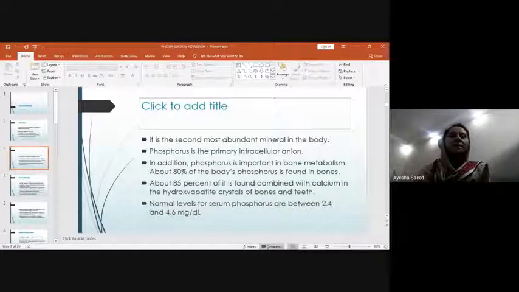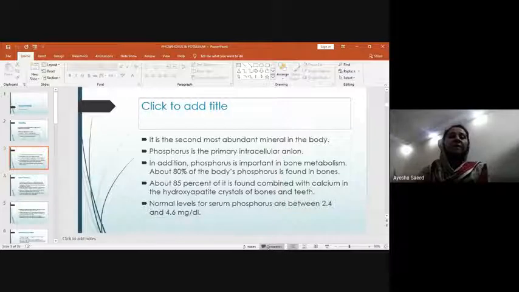Phosphorus is the second most abundant mineral in the body after calcium, as calcium and phosphorus are both part of our bone structure. Phosphorus is the primary intracellular anion. Intracellular means inside the cells, and anion means that it is a negatively charged ion. In addition, phosphorus is important in bone metabolism and formation of the bones, and 80% of it is found in the bones. About 85% of it is found combined with calcium in the hydroxyapatite crystals of bones and teeth.